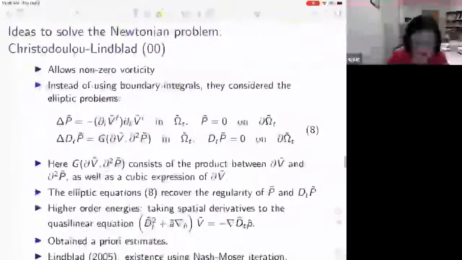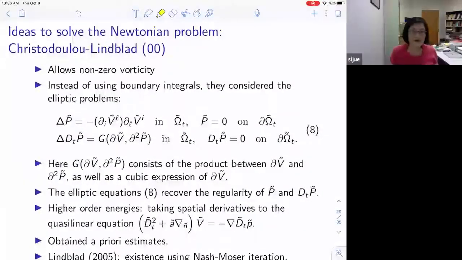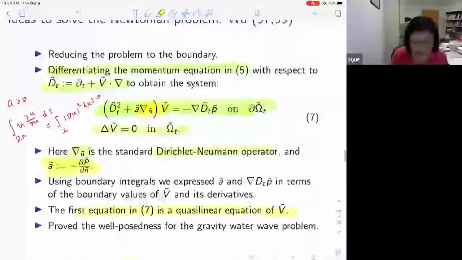Okay, so this is what Christopher Limbara did. Of course, they want to work with non-zero vorticity, so the boundary integral is not convenient. So instead of using the boundary integral, they just write down the elliptic equation for the pressure and dTp. Because you see, we have to have an equation for the left-hand side, the right-hand side.